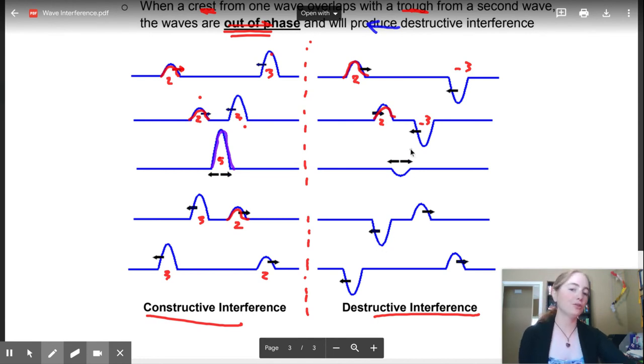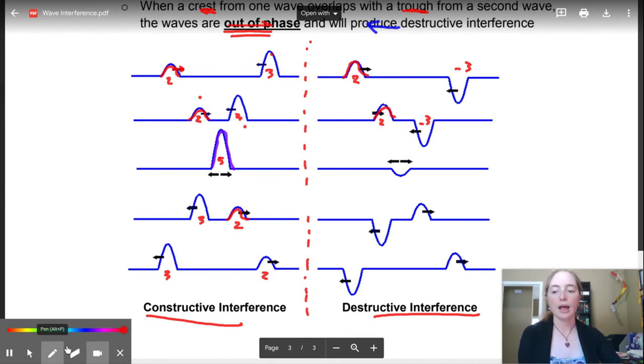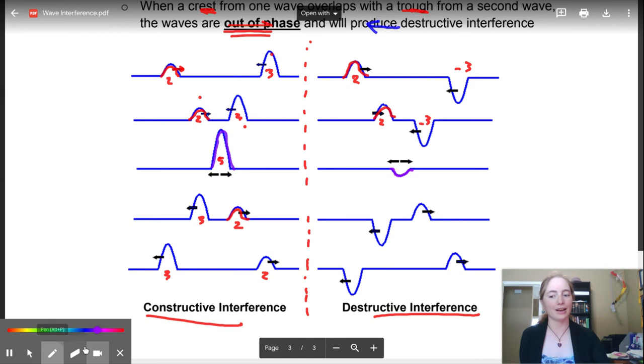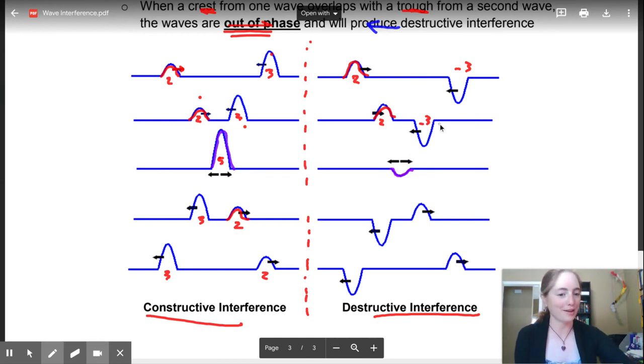Well, when we have two waves arrive and overlap, our purple wave here, our combination of both waves, is going to have an amplitude of, if you say -1, you are correct, because we have added 2 and -3. So that means our amplitude is -1. Well, red wave continues on his merry way with his amplitude of 2, and blue wave continues on his merry way with an amplitude of -3.